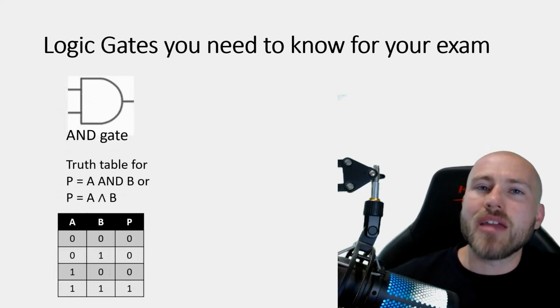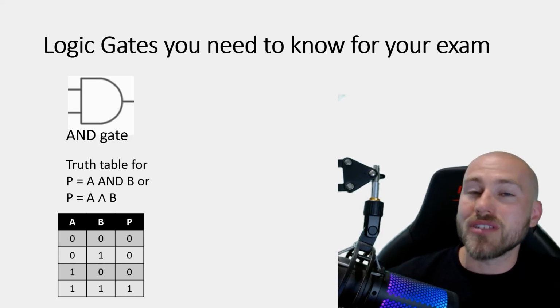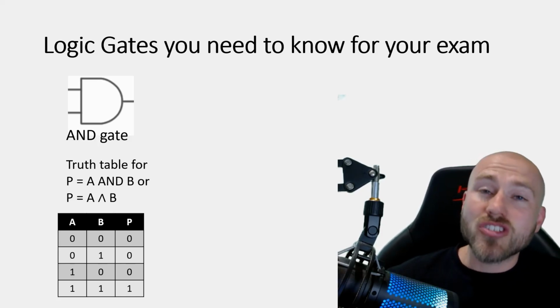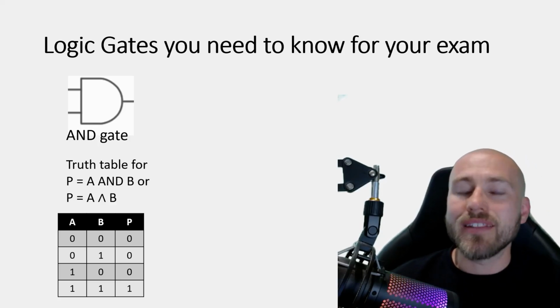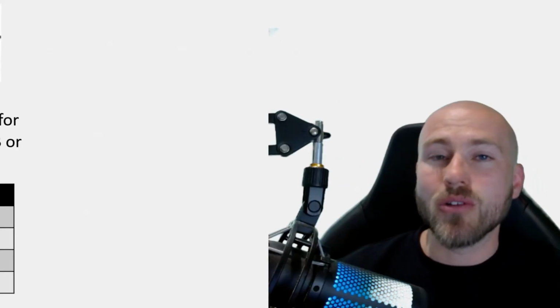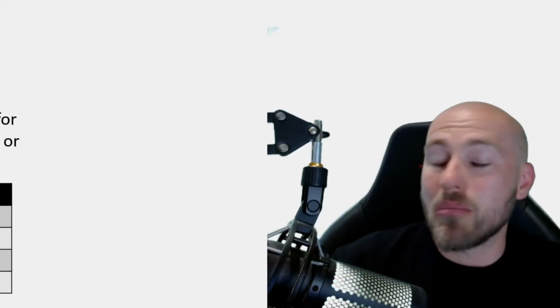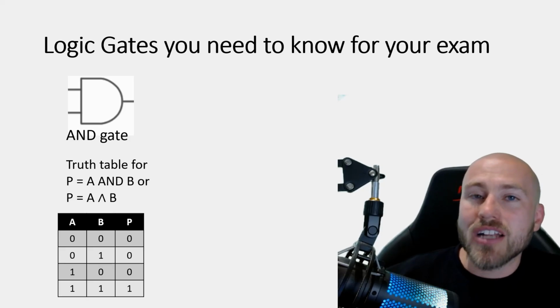The next logic gate we're going to look at is the AND gate. This could be drawn as P equals A AND B. So there's two inputs this time, which is completely different from the NOT gate. And like before, there's a different symbol that you can use to represent it. It looks like an upside down V, this one, but it means the same thing. It means AND.